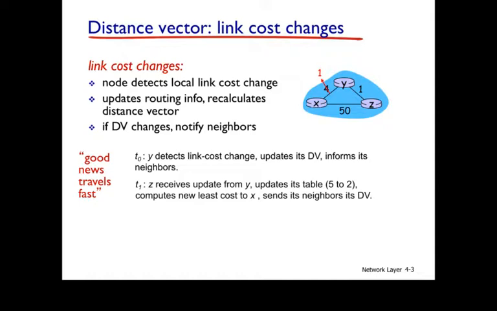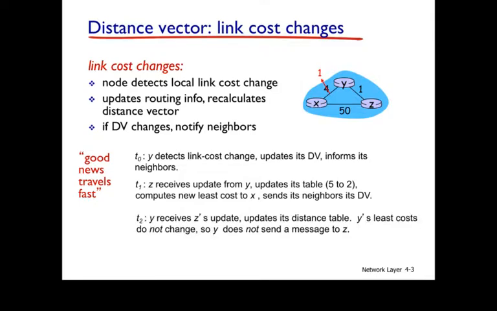Because it's a neighbor. But when Y receives this update from Z, it will know that, okay, Z can reach X at a cost of 2, Y can reach X at a cost of 1. So what Y has is already better. So the table doesn't update and everything is converged. It no longer sends out any messages.